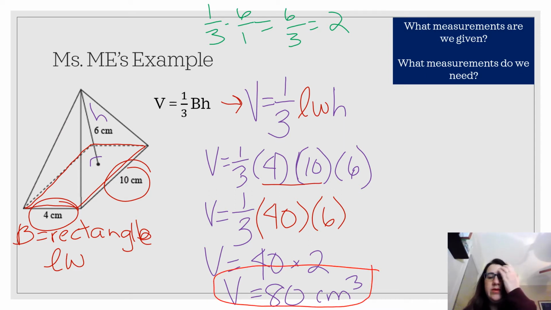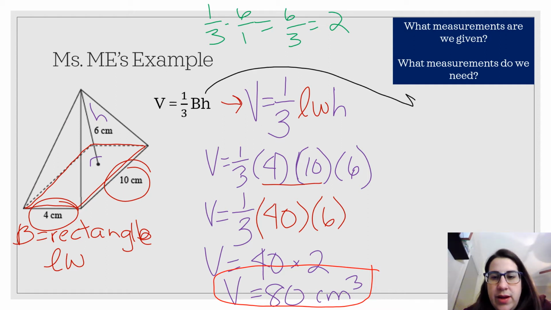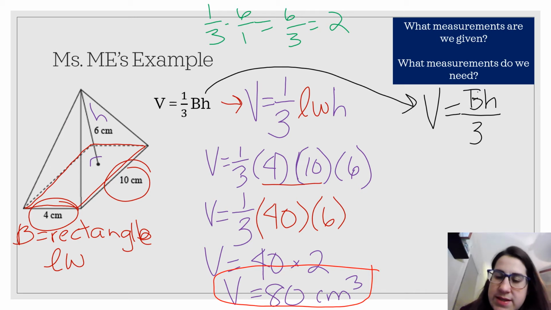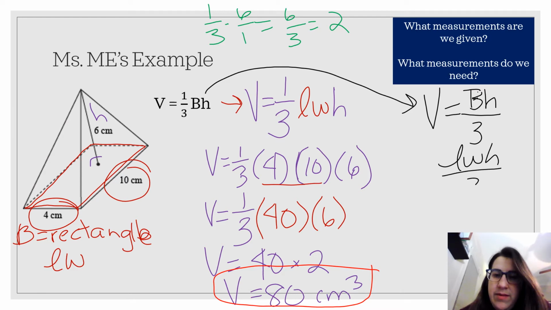Now, something else that you can do if you don't like messing with fractions is this formula you can write a different way. We can write it as volume equals big B times H divided by 3. Okay, so that's the same thing. So I would just take length times width times height and divide it by 3. Either way is fine.